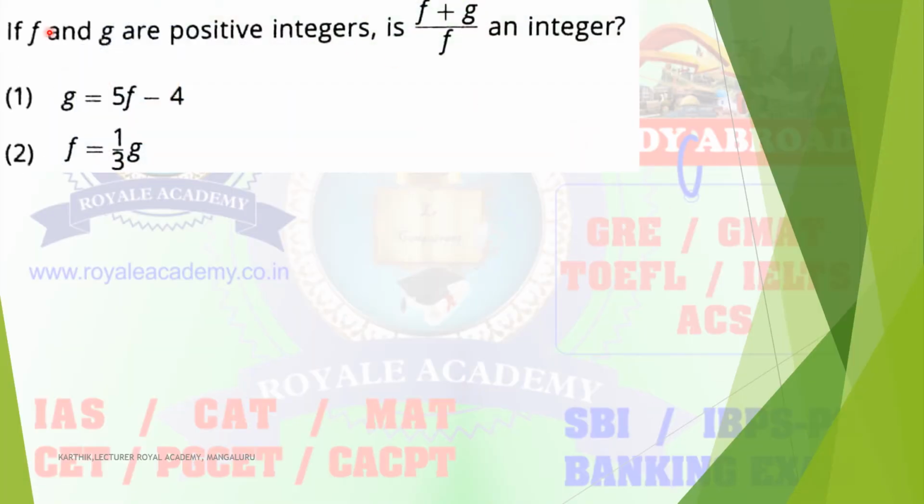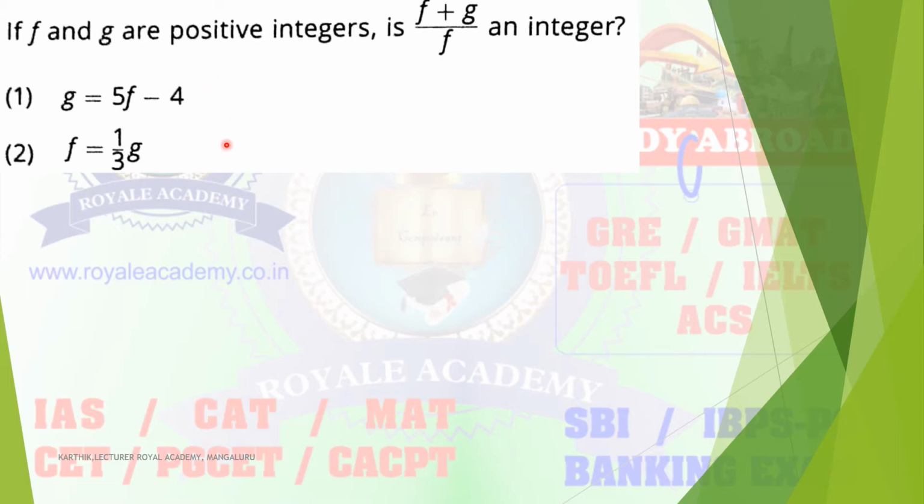Second question. If f and g are positive integers, then the question is whether (f plus g) divided by f is an integer. Two statements are given. The first statement: g is equal to 5f minus 4. The second statement: f is equal to 1 by 3 g. Here f and g are positive integers.